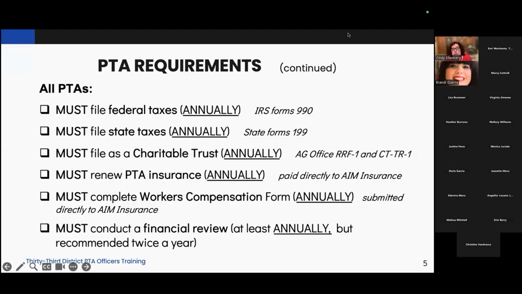You must conduct a financial review. It used to be called an audit, at least annually, but we recommend twice a year. It used to be twice a year, and it seemed very cumbersome to require it twice a year, but it's highly recommended because you can figure out where you stand.